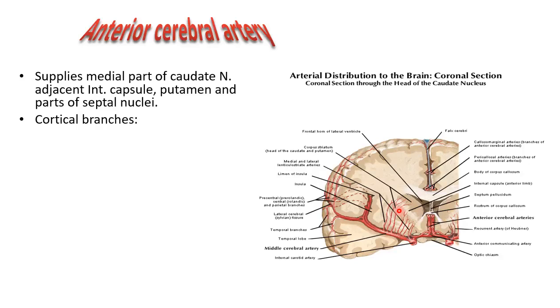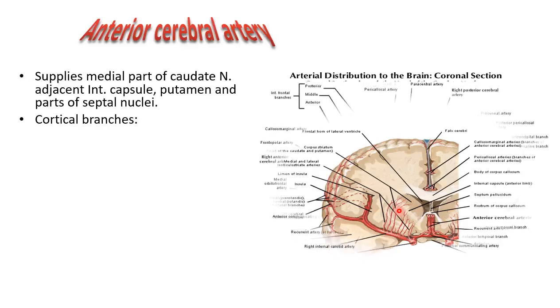Just now we saw the anterior choroidal artery, which supplies the posterior limb and retrolentiform part. This part, the anterior limb and genu, is supplied mainly by the recurrent artery of Hubner.